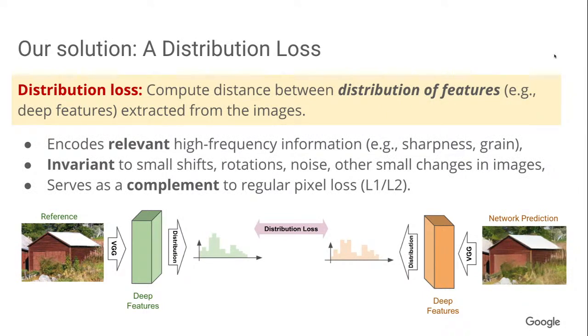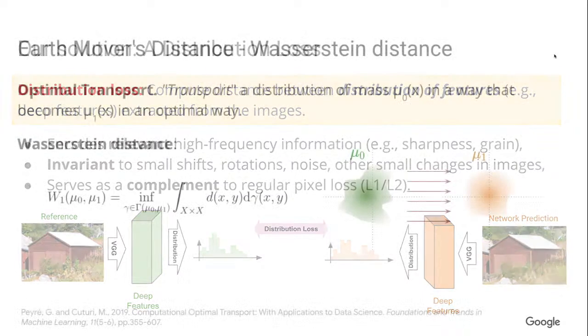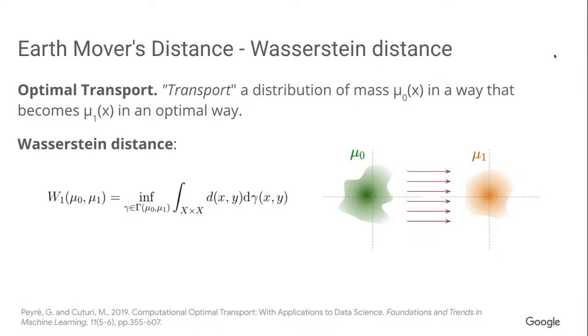The distribution of deep features encodes relevant high-frequency information, such as image sharpness or texture grain, while being invariant to small shifts, noise, and other small changes present in images. The distribution loss serves as a complement to a regular pixel loss. To compare the feature distributions, we relied on optimal transport theory, in particular the Wasserstein distance that measures the amount of work needed to transform or to move one distribution into the other.